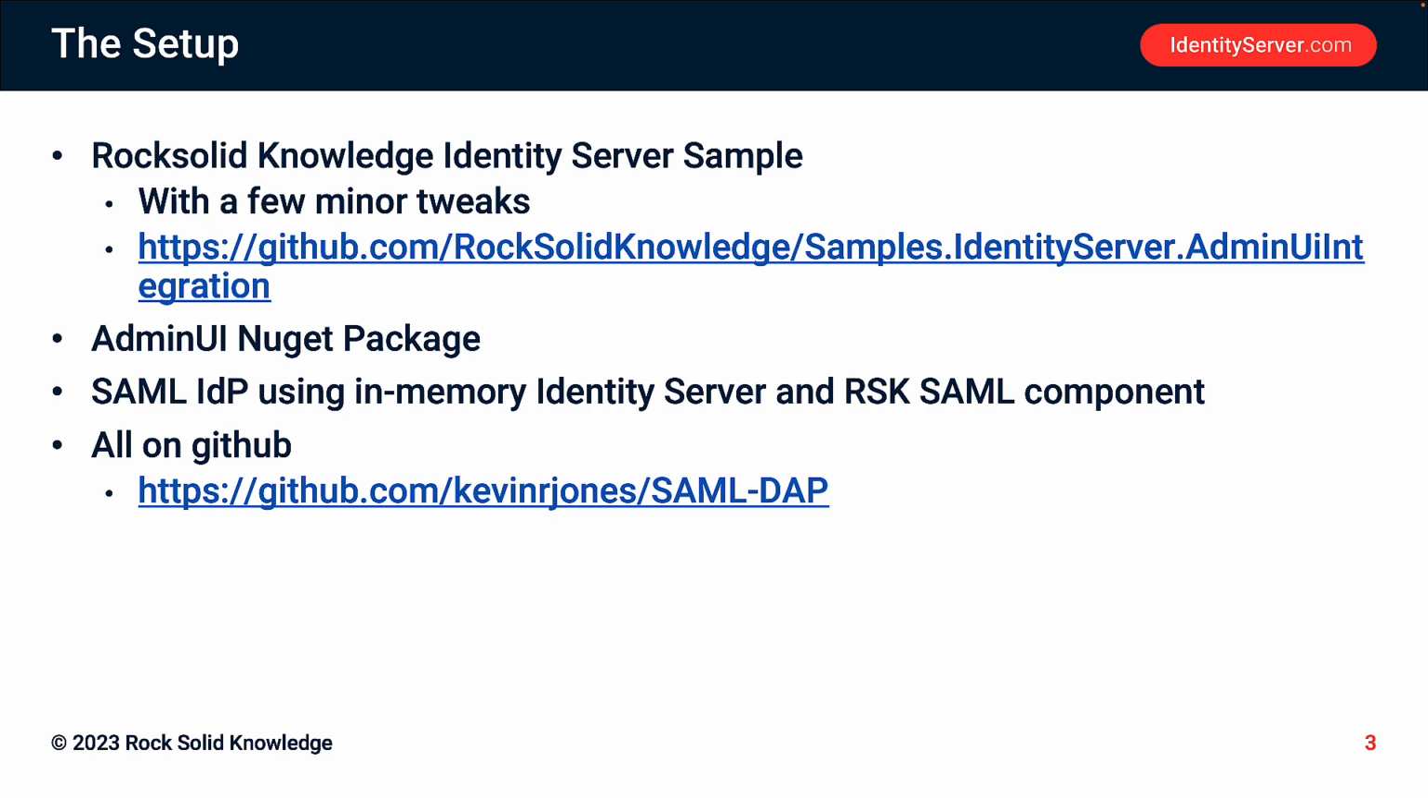And I'm also running a SAML IDP application. Now, this IDP application is using its own instance of IdentityServer, and in that case, it's an in-memory IdentityServer instance. And we're using the RSK SAML component to provide the SAML support. Now, this could be any SAML IDP, but just for this demo, I'm using IdentityServer and RSK's SAML implementation. And all the code for these 3 applications is on GitHub at this address.